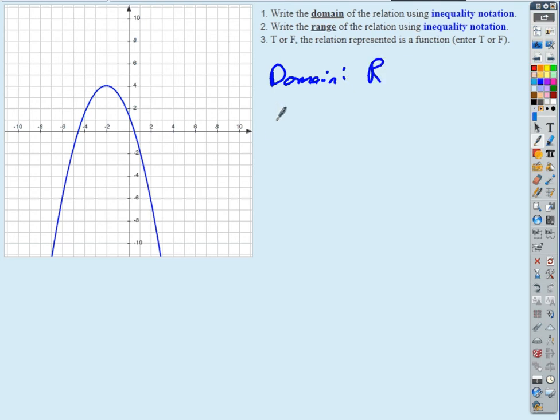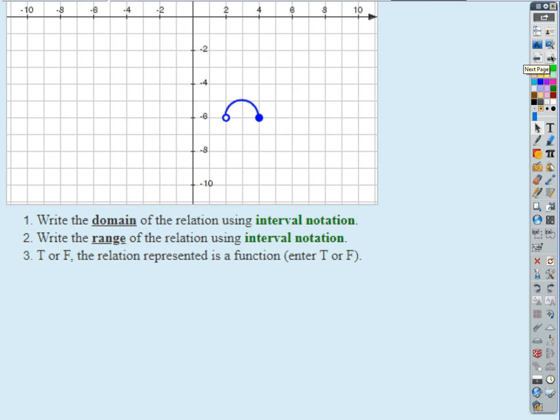Now, what about the range? Okay, y is less than or equal to 4. Very good. They want this using inequality, so we just leave it like that. Now remember, the way we can see that is if I were to project all of these points onto the y-axis, I would have a top value at 4, and then it would just go down forever, wouldn't it? Okay, good.